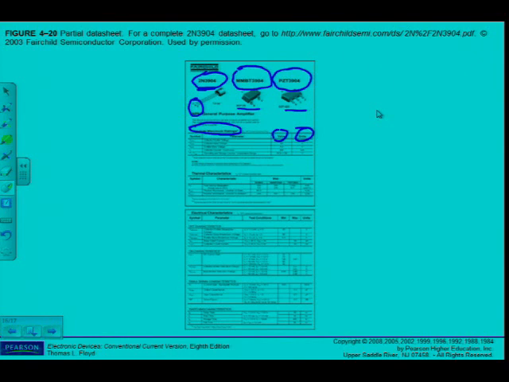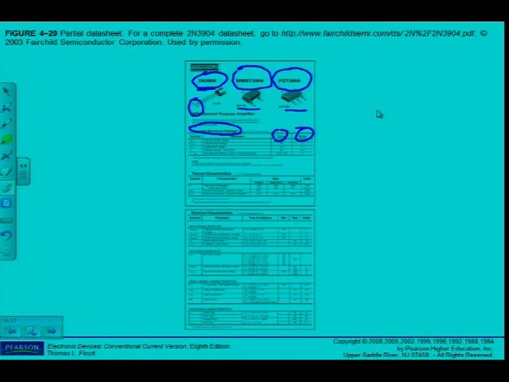Next one, there is the collector current continuous, 200 is the value, and the unit is milliamps. It also gives me the operating and storage temperature range, from minus 55 to plus 155 degrees Celsius, which is what this device can be stored and operated under.